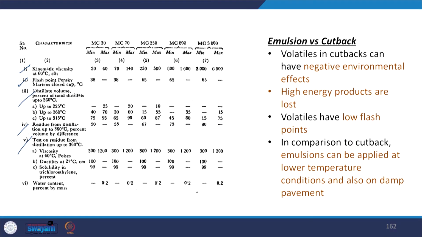Also, if we compare it with emulsion, emulsions can be applied at lower temperature conditions and also on damp pavement, and for cutback bitumen one of the necessities is that the aggregate should be perfectly dry. So, because of these obvious reasons, emulsions are more popularly used for reducing the viscosity of the bitumen, or as cold applications, rather than cutback bitumen.